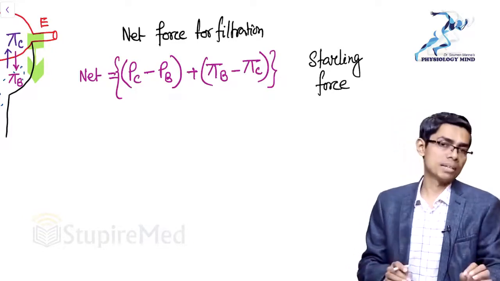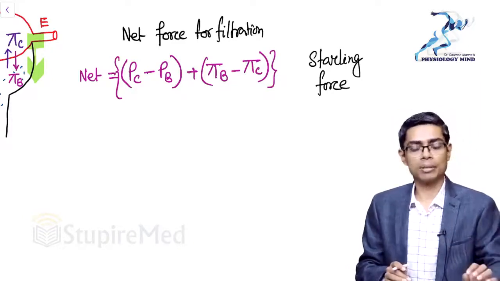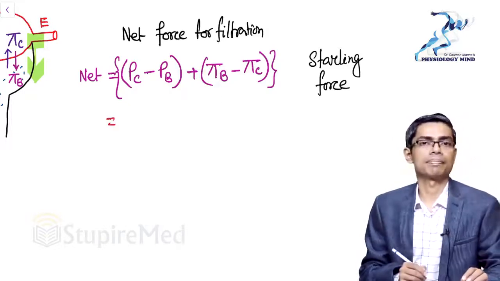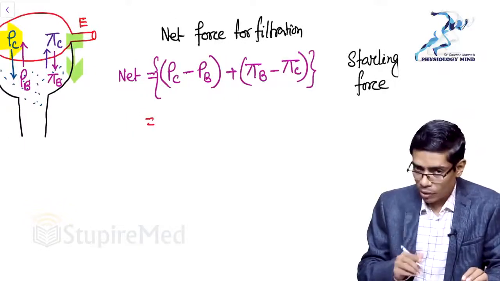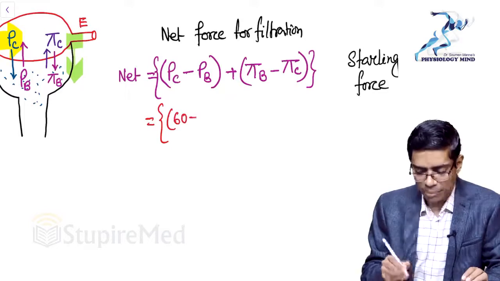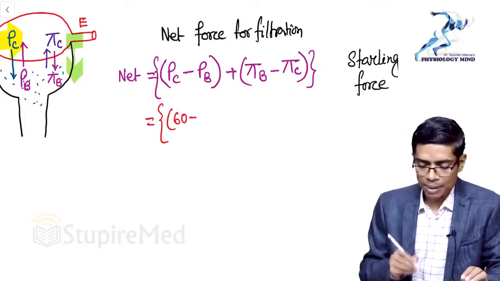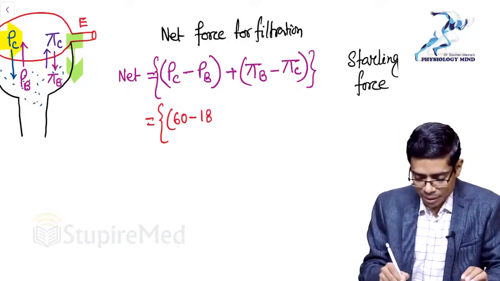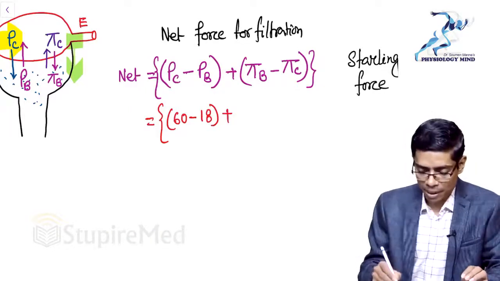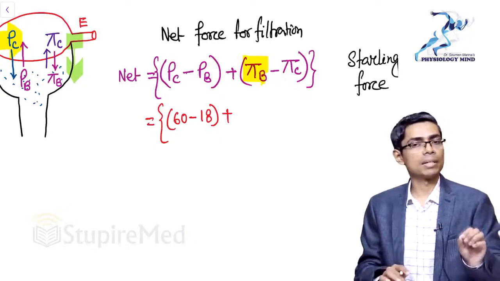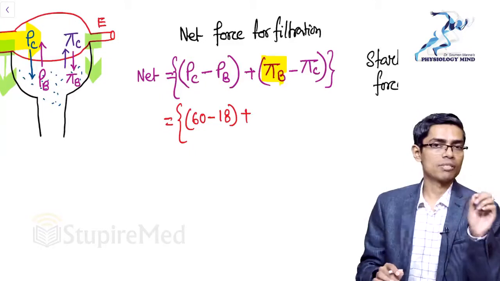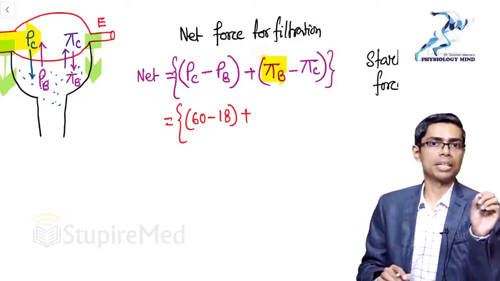At the level of Bowman's capsule, at the level of glomerulus, what is the value of all of these forces? I am writing the normal value of all of this. PC is 60 millimeter of mercury. PB is 18 millimeter of mercury, plus pi B. What is this pi B? Pi B, I told you, that is the oncotic force. Oncotic force is what? That is osmotic force due to plasma protein.